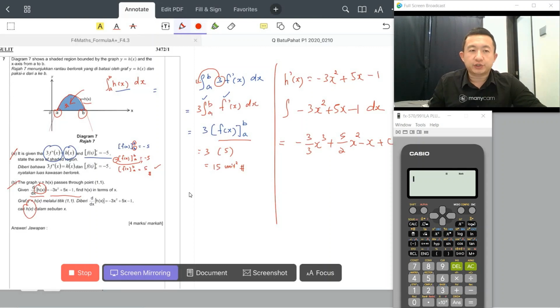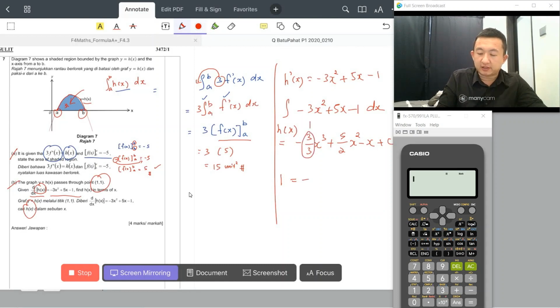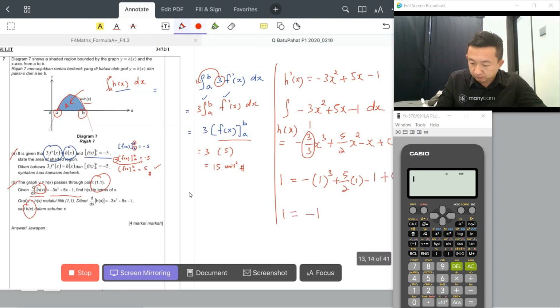But you have one unknown here, which is the constant. You need to figure it out. How do we figure it out? We have a coordinate 1, 1. You can substitute the coordinates for the x and y values, and then you find the value of c, and then you write the whole equation, and that is the answer. So we write everything again: 1 equals negative 1 cubed plus 5 over 2 times 1 squared minus 1 plus c. Okay, find the value of c.